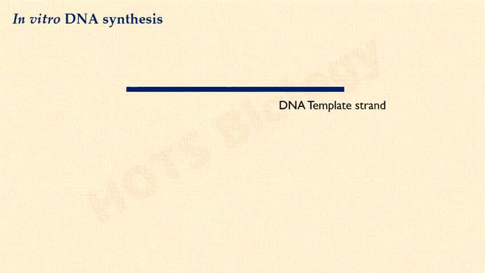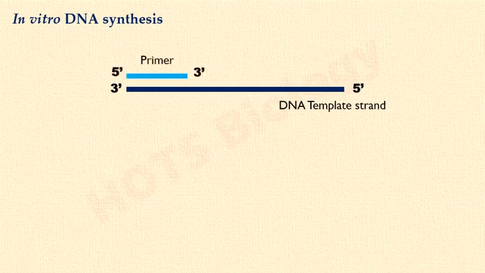First, we should have a DNA template strand. This strand will provide complementary bases for the synthesis of the new strand. Here, this is the 3' end of the template strand and this is the 5' end. Next, we require a primer. As you know, a primer is a short oligonucleotide sequence, complementary to the sequence at the 3' end of the template strand. It serves as the starting point for new strand synthesis.